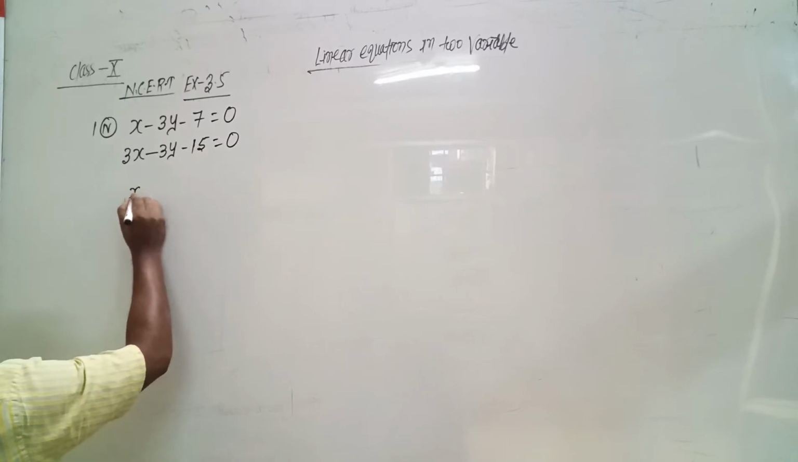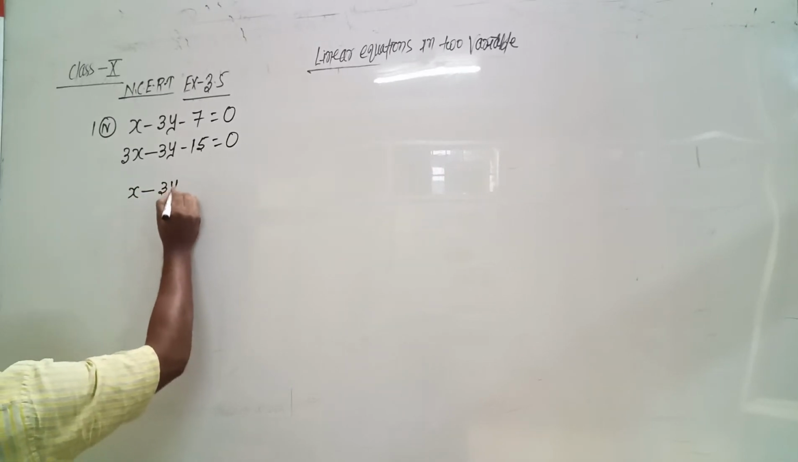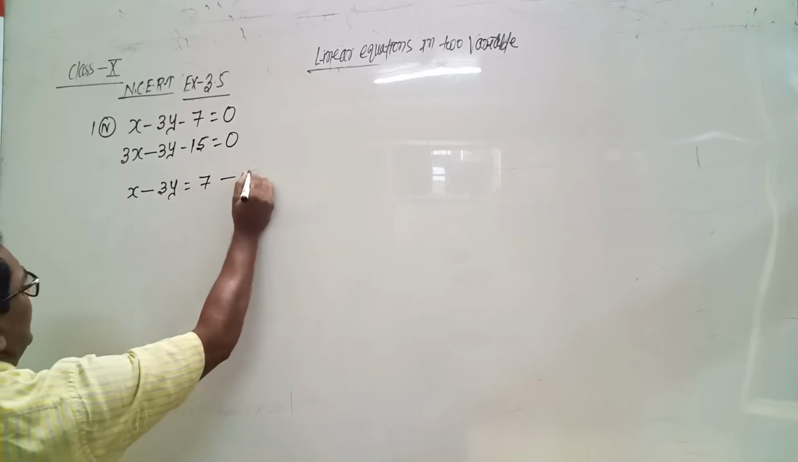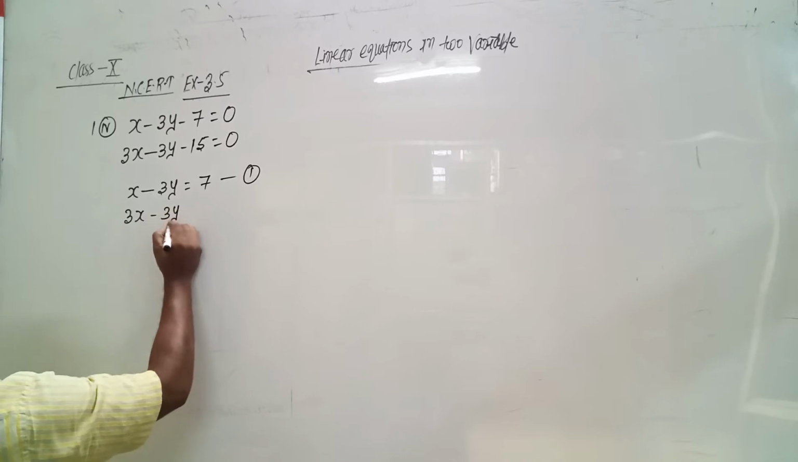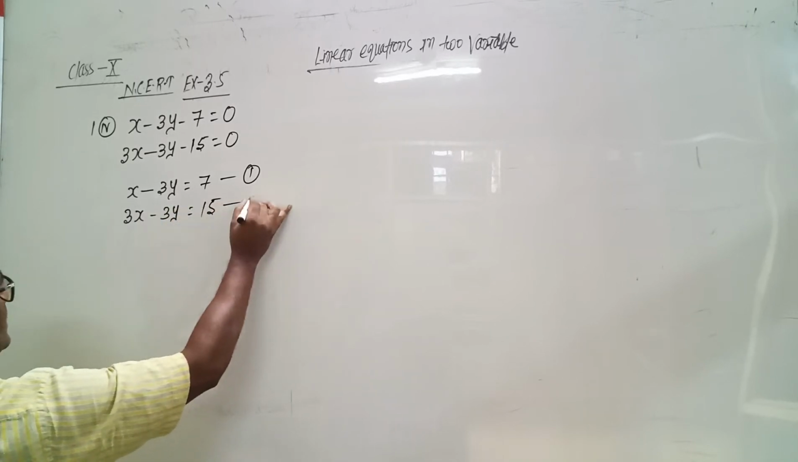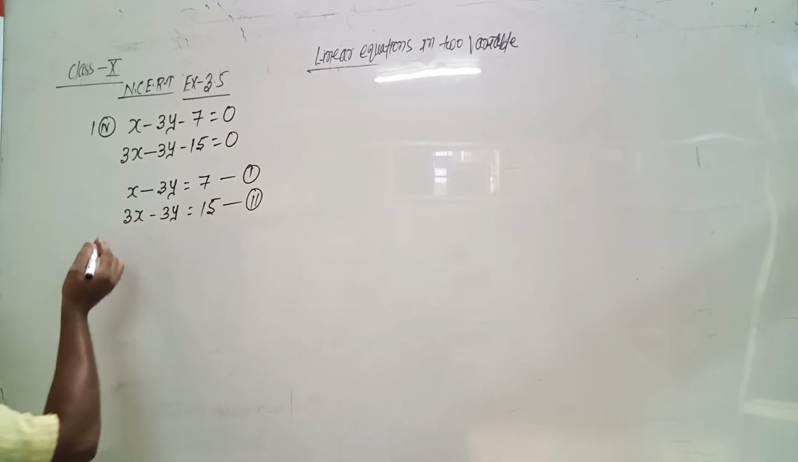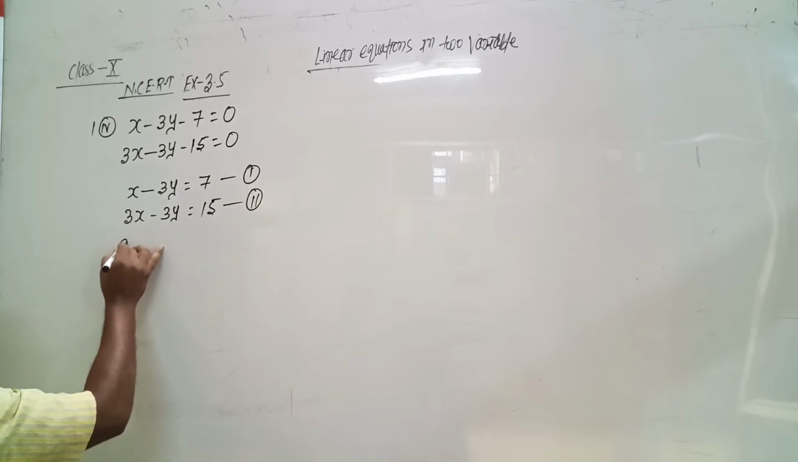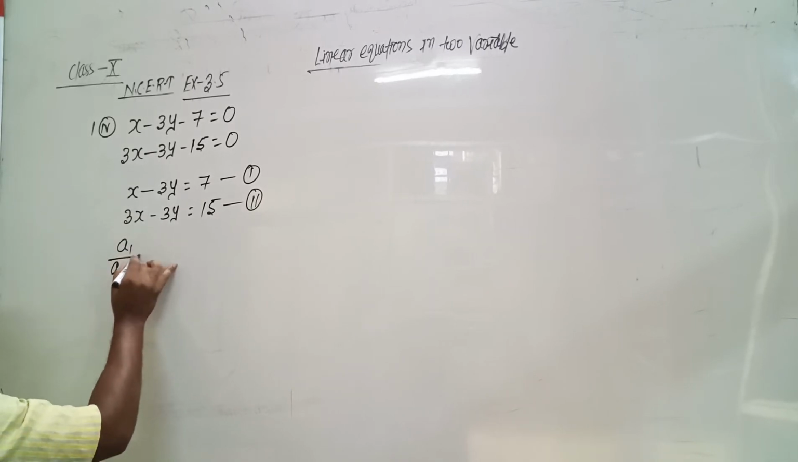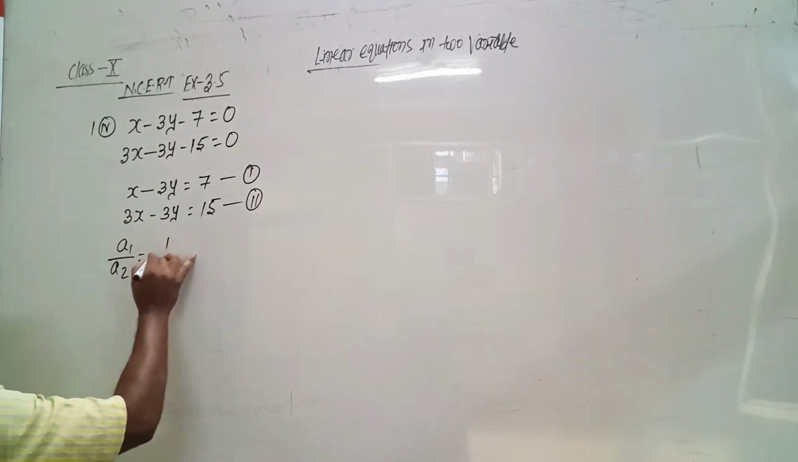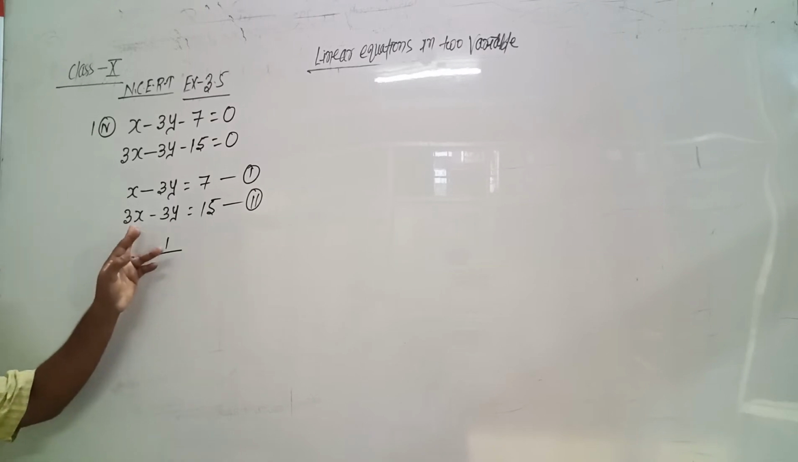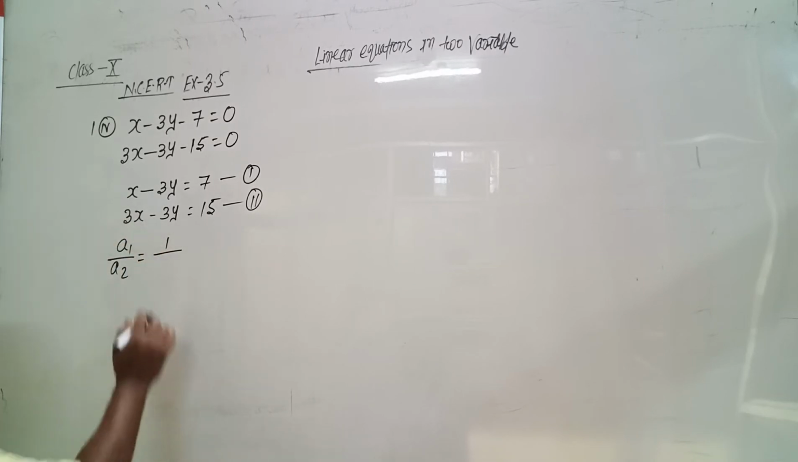So x minus 3y equals to 7, name it first equation, and 3x minus 3y equals to 15. This is second equation. Now find a1, b1, c1 and a2, b2, c2. So a1 by a2. Value of a1 means coefficient of x, which is 1. a2 means coefficient of x in the second equation, which is 3. So it comes 1 by 3.